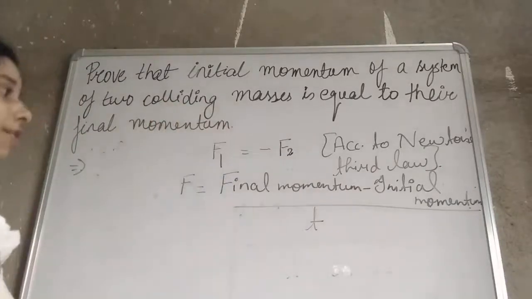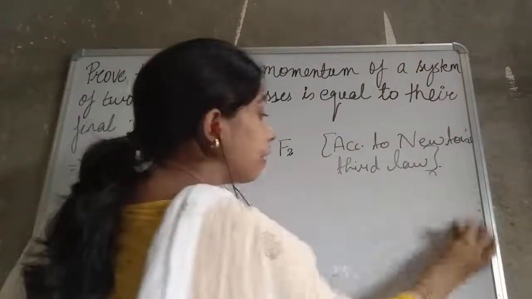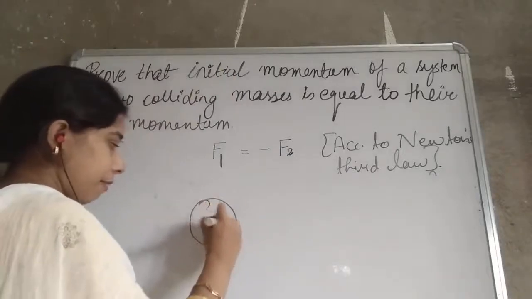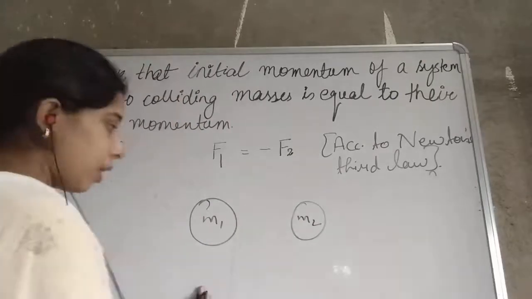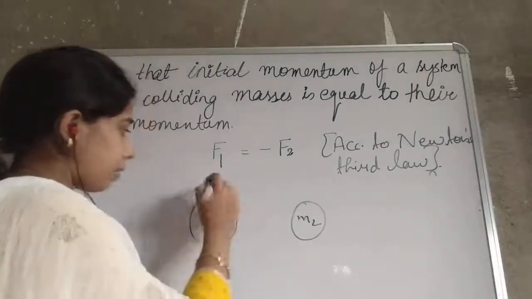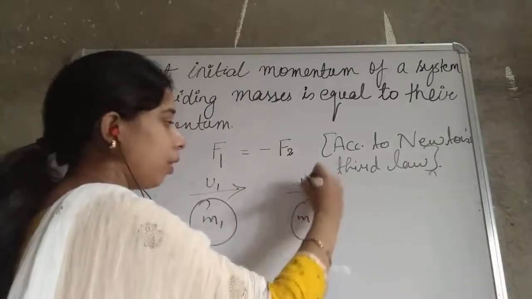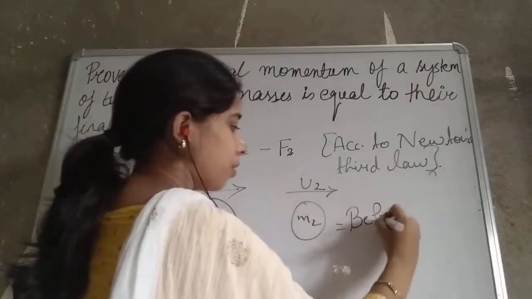So now by this we can apply all the things on this equation, that is F1 and F2. Now suppose we talk about the object having mass m1. Two objects are there, m1 and m2. Initially m1 was having velocity u1, and the other one is having u2. This is the condition before collision.